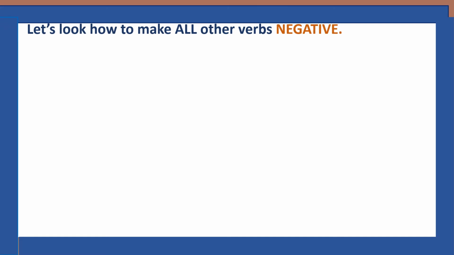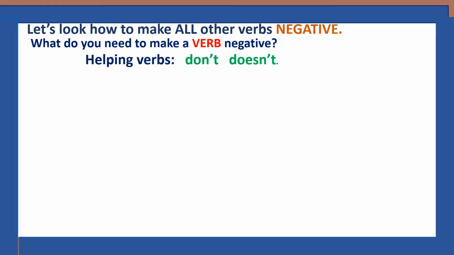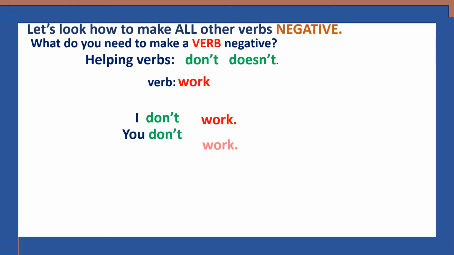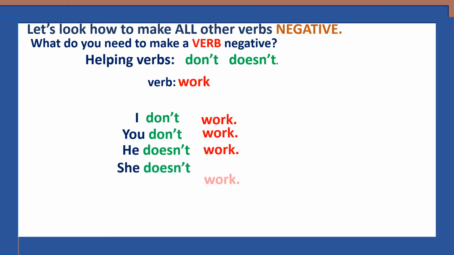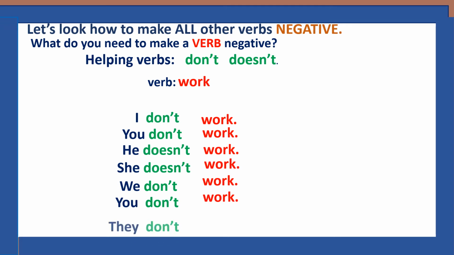Now let's look how to make all the other verbs negative. What do you need to make a verb negative? That's right, the helping verbs don't and doesn't. So let's take a look at the verb work. So what do we say with I? I don't work. You don't work. With he, doesn't work. With she, doesn't work. We don't work. You don't work.